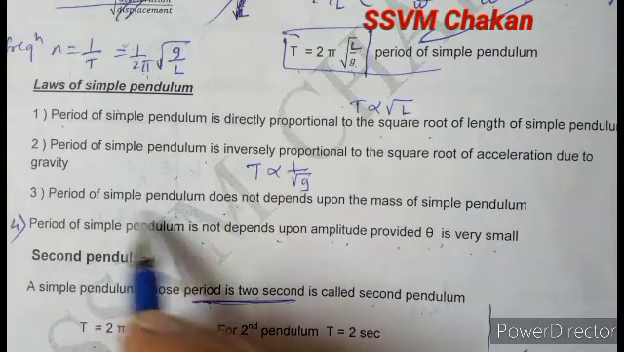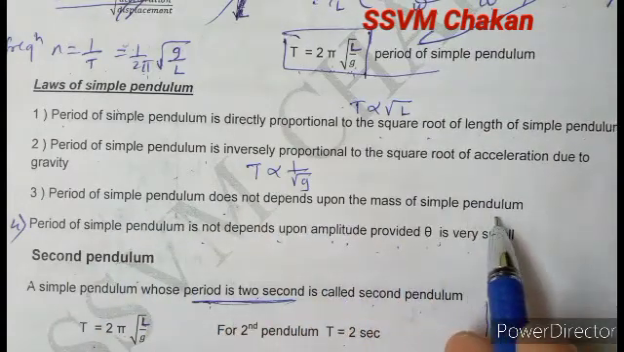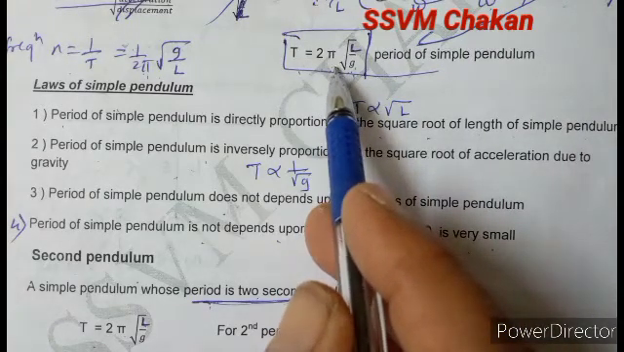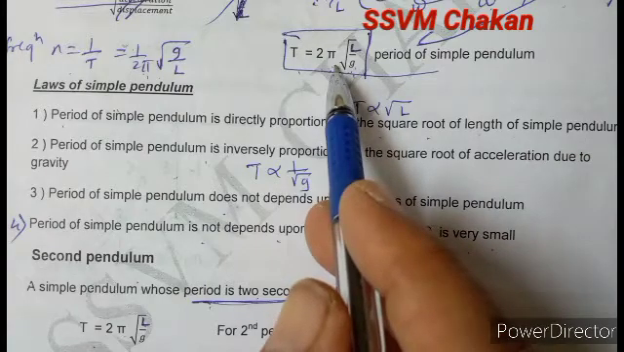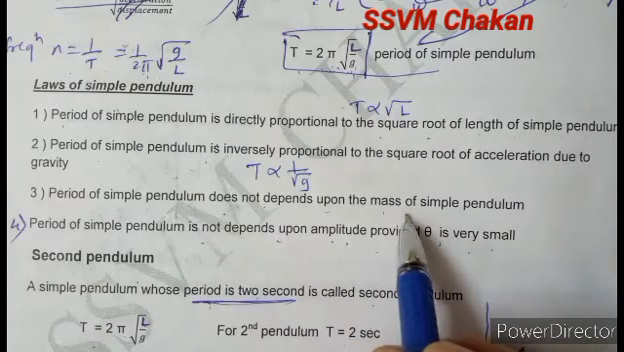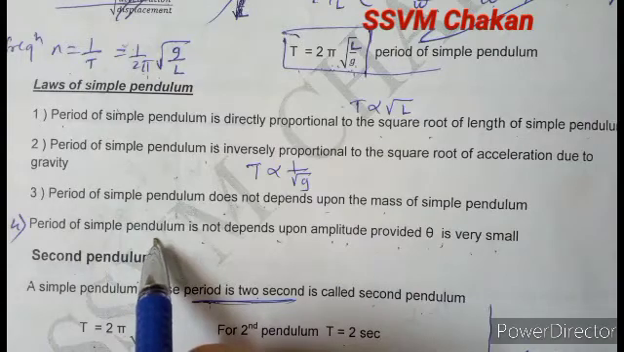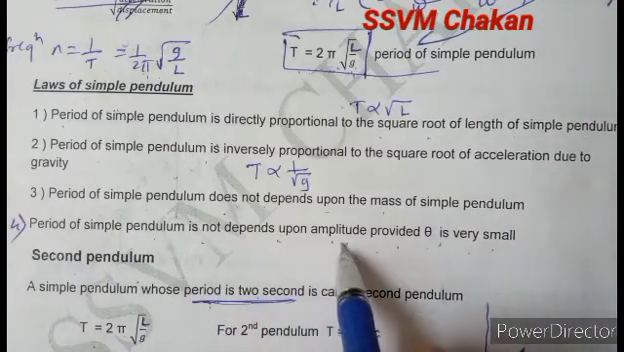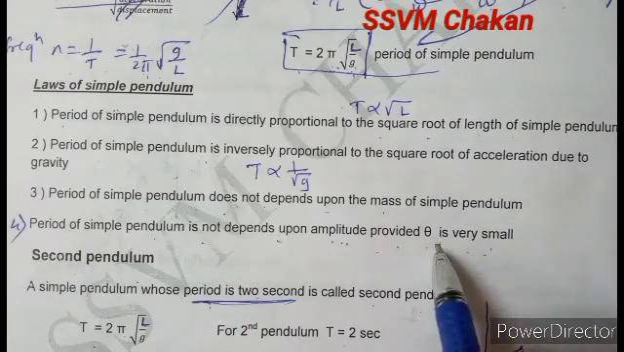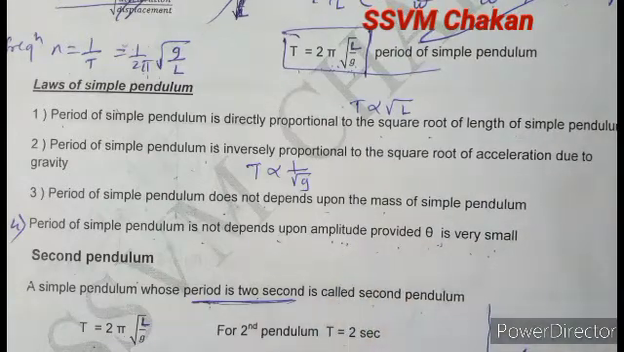Third, period of simple pendulum does not depend upon the mass of a simple pendulum, because in the formula of period of simple pendulum there is no mass term present. Hence, period does not depend upon mass of simple pendulum. Period of simple pendulum does not depend upon amplitude provided theta is small. If theta is small, T does not depend upon amplitude.